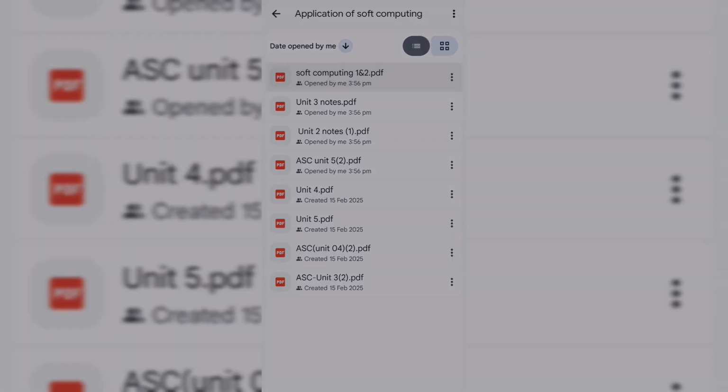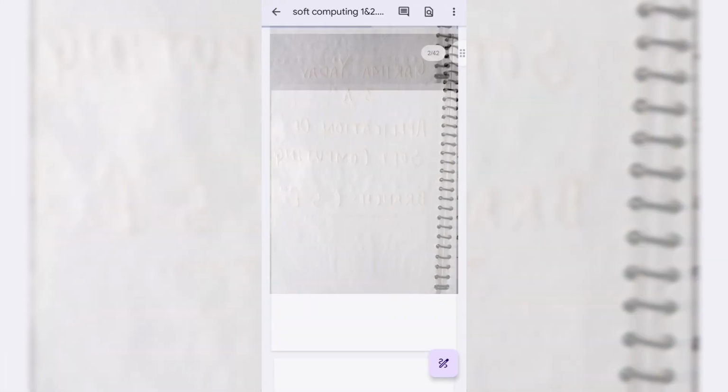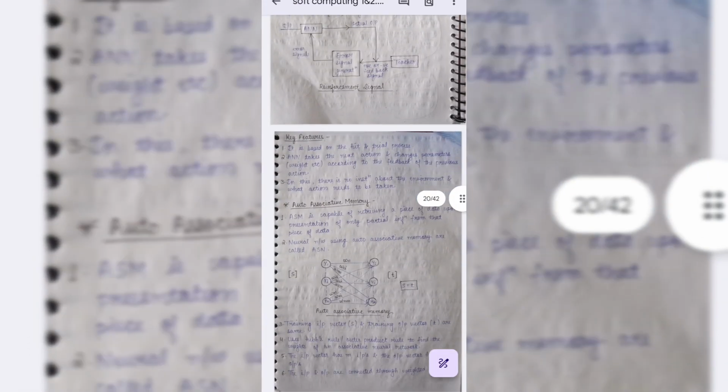Are you looking for complete soft computing notes for AKTU? In this video, you will get all units of application of soft computing covered in one place. These notes are specially designed for B.Tech students and are perfect for exam preparation and quick revision. Let's quickly go through the units.